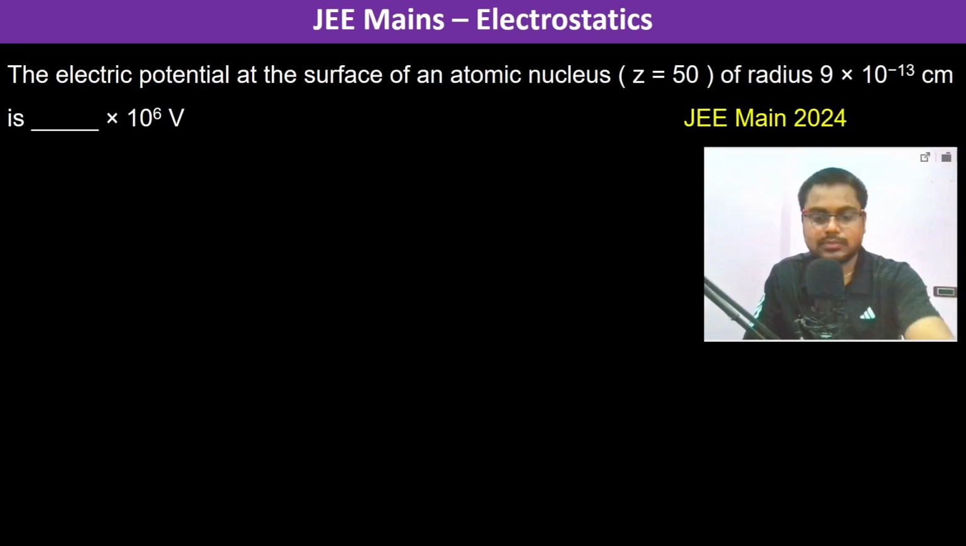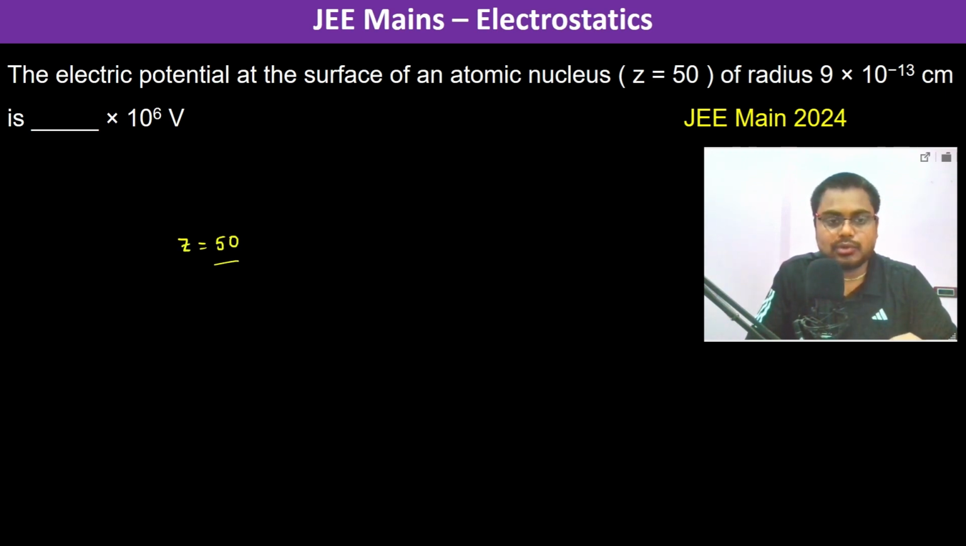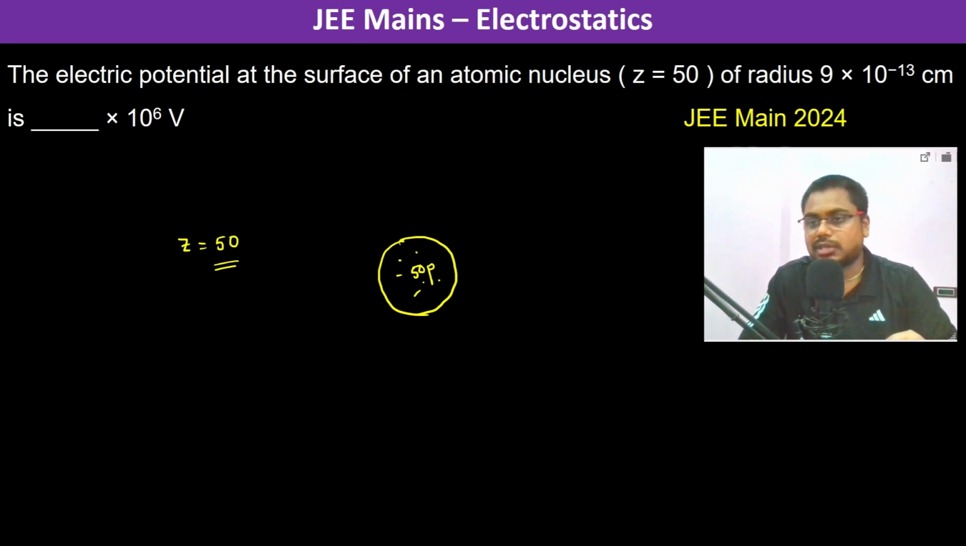Thank you. The electric potential at the surface of an atomic nucleus, Z is 50. That means 50 protons are inside the nucleus. I'm writing here 50 protons, of radius 9 into 10 power minus 13 centimeter. So this is the radius.